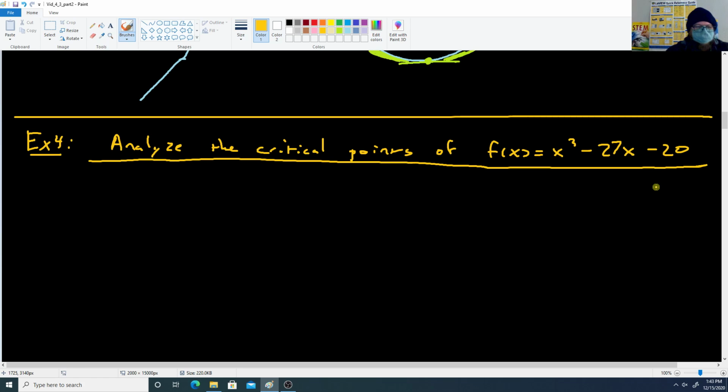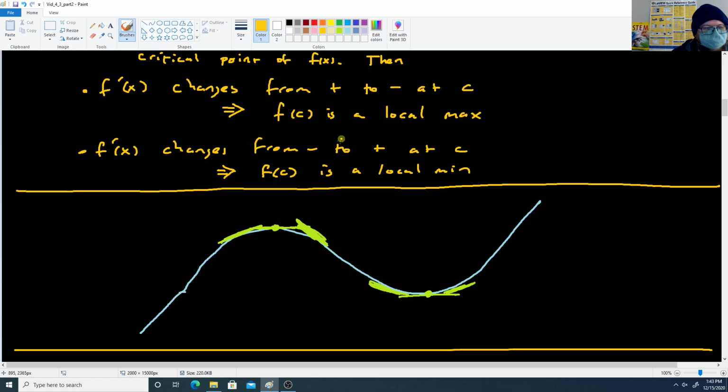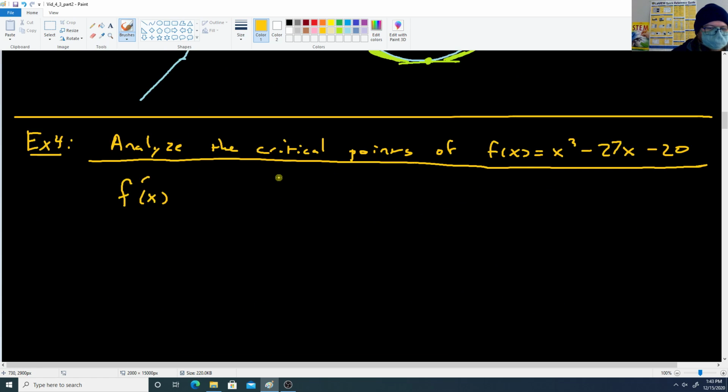So they haven't really said what to do with that. We're just going to try to tell, are the critical points relative max or mins, or we could say local max or mins. So anyway, we need the first derivative because we're going to be looking for changes in sign of the first derivative, either positive to negative or negative to positive across the critical points. So we need to get the first derivative and use that first derivative to find our critical points. So here's our first derivative.